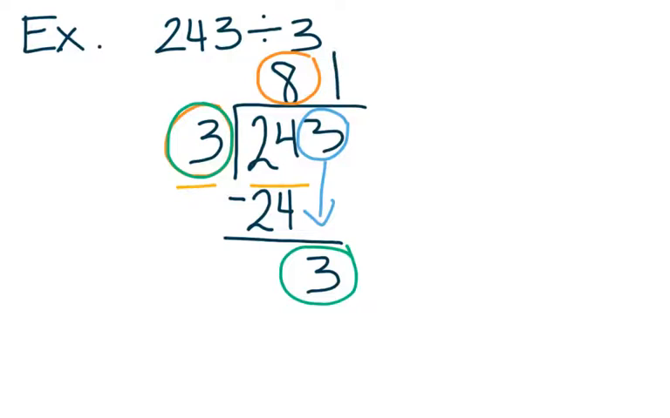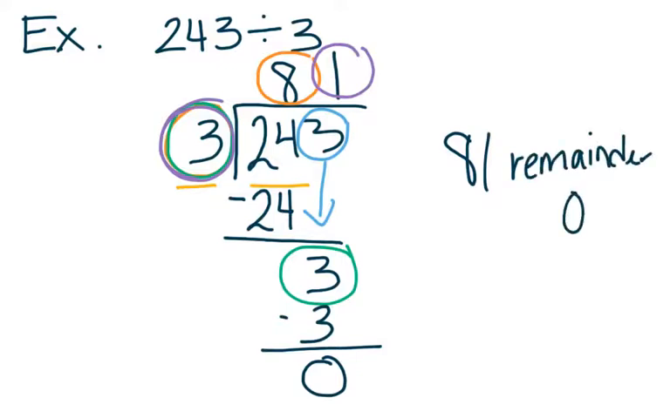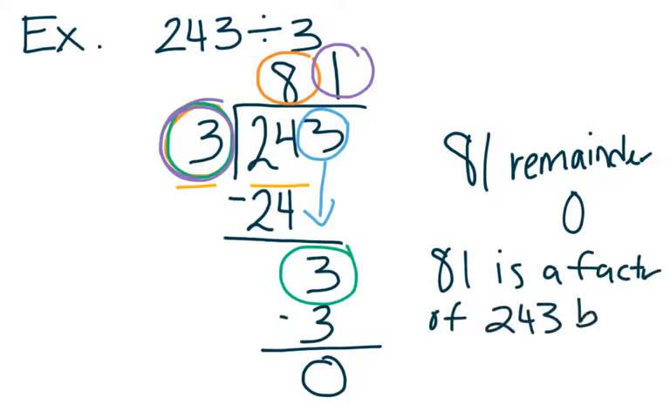Then whenever you wrote something up there, what you just wrote, you would multiply by the divisor. 3 times 3 is 3, and then you would subtract. 3 minus 3 is 0. What this means is 81 is your answer, and your remainder would be 0. And you could even say 81 is a factor of 243 because the remainder equals 0.